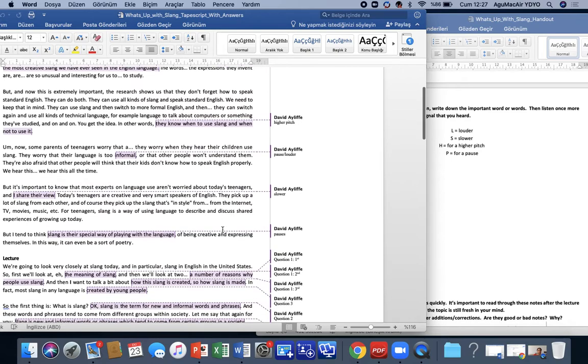And the last one is, slang is their special way of playing with the language. And he pauses when he tells this, right? Pauses because this information is very important. So these are the signals.